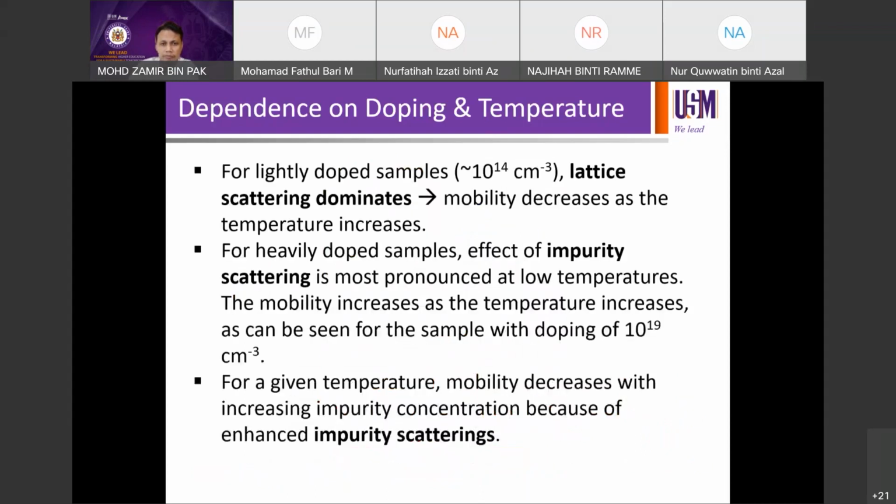So why is it the case? For lightly doped samples, 10 to the 14 up to 15, 16, lattice scattering dominates, right? Lattice scattering here refers to your silicon lattice, which is the host semiconductor material itself. At low doping level, the lattice scattering dominates and mobility decreases as the temperature increases.